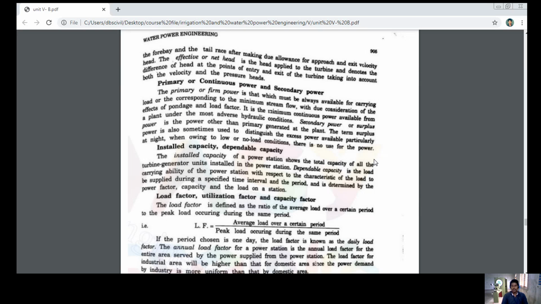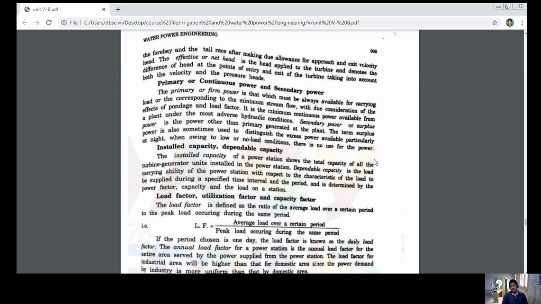The term surplus power is also sometimes used to distinguish the excess power available, particularly at night times, when owing to low or no load there is no use of the power. Installed capacity, dependable capacity.